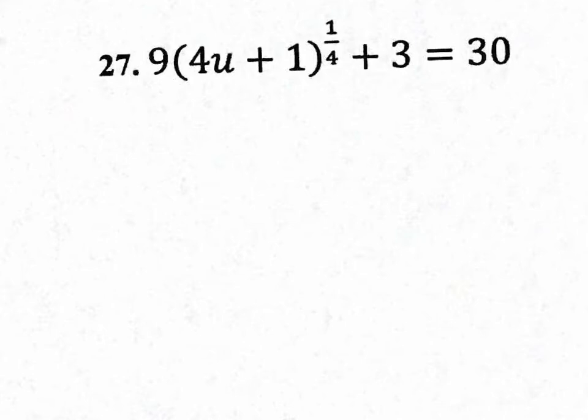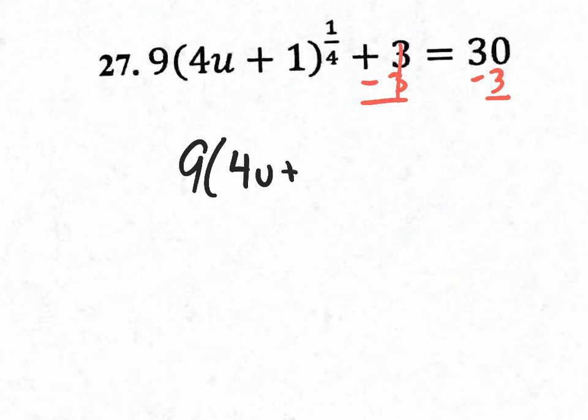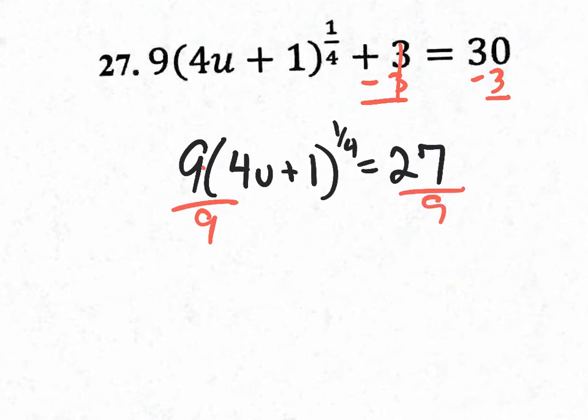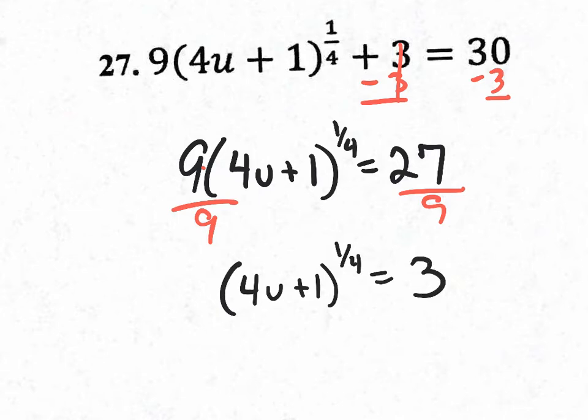So let's get rid of that plus 3 by subtracting 3. Subtracting 3, you will have 9 parenthesis 4u plus 1 to the 1/4 power equals 27. We need to get rid of that multiplication of 9 in front of the binomial. Let's divide by 9. You will get 4u plus 1 to the 1/4 power equals 3.